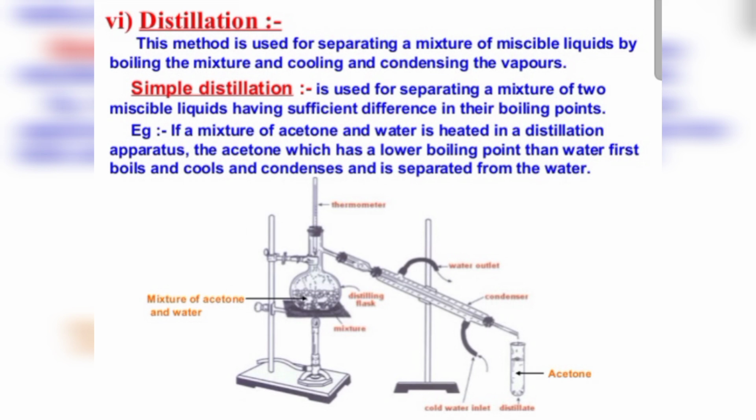So how can we do this distillation? It is used for separating a mixture of two miscible liquids having sufficient difference in their boiling points. For example, if a mixture of acetone and water is heated in a distillation apparatus that you can see in the figure, the acetone, which has a lower boiling point than water, first boils, then cools and condenses and is separated from the water, because the boiling point is different. That's why we can say this process is used.